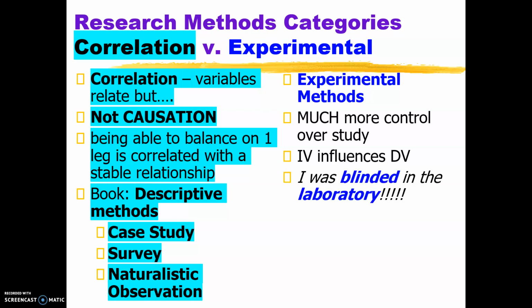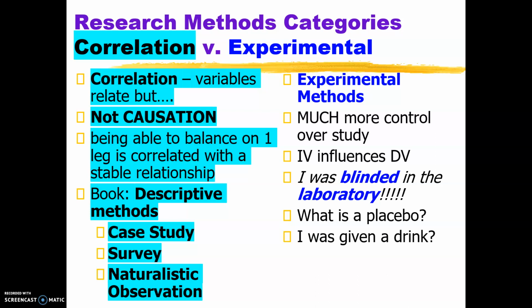So a couple of mnemonics for you. I was blinded in the laboratory, because blind studies and laboratory studies are the 2 experimental methods. A placebo used in a blind study must be an object, not just not knowing. So if I'm given a drink, is it caffeinated or uncaffeinated? But I actually have a drink in front of me, okay? Or, I didn't know I was being watched. That's not a placebo. That's just not knowing something, okay?